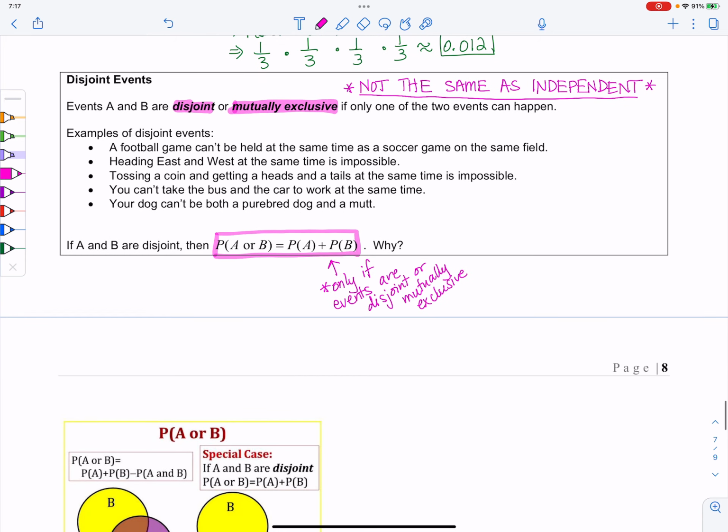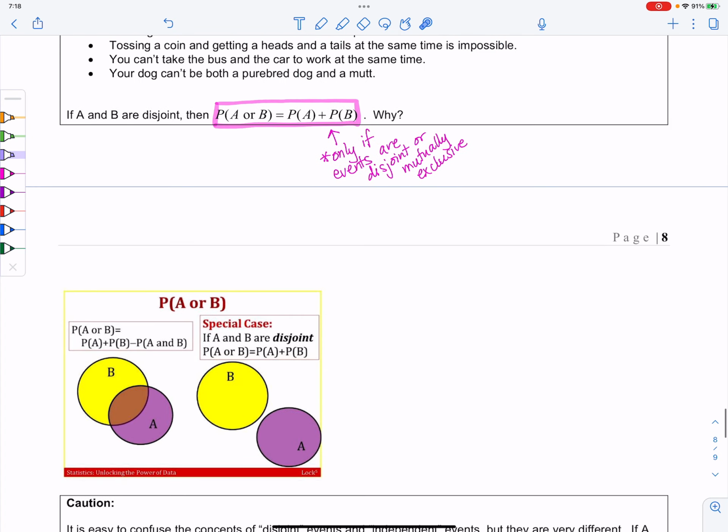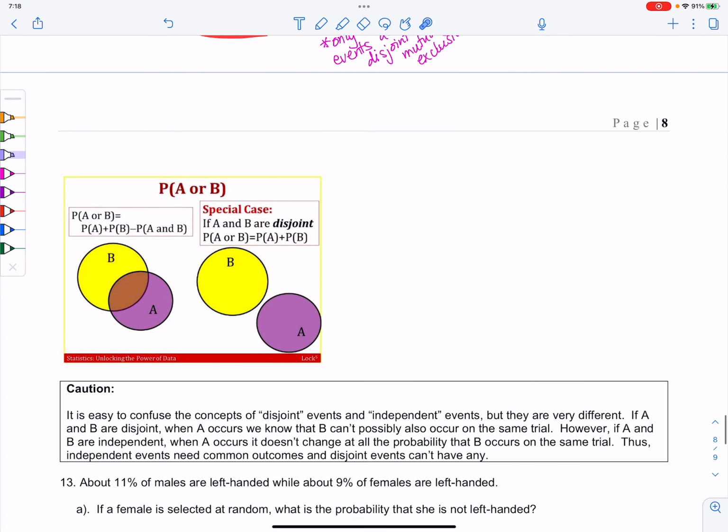Okay, so probability of A or B. Our normal formula for probability of A or B is probability of A plus the probability of B, and then we have to subtract the overlap. Well, if two events are disjoint, that means there's no place where they both happen, so they're completely separate. So if you want the probability of A or B, it's just the probability of A plus the probability of B. There's no overlap that has been double counted. So that's why this will be true if they are mutually exclusive events.